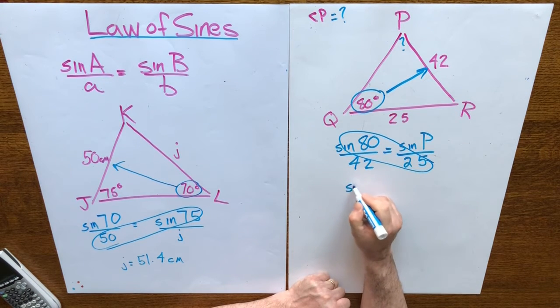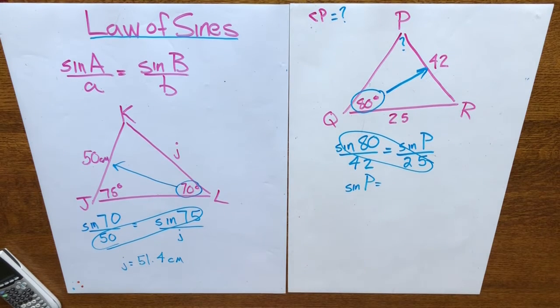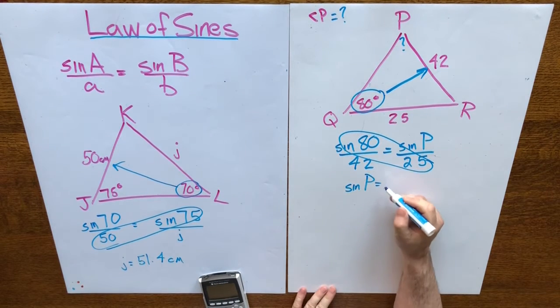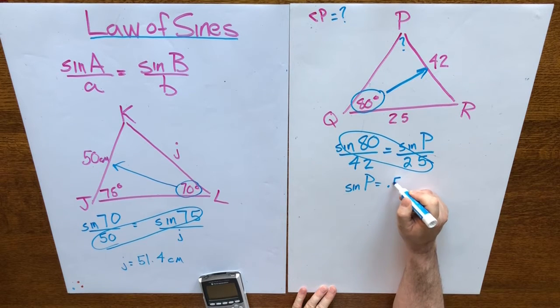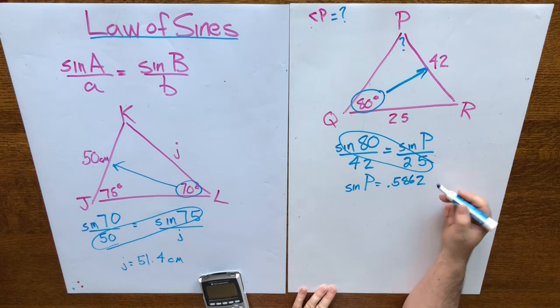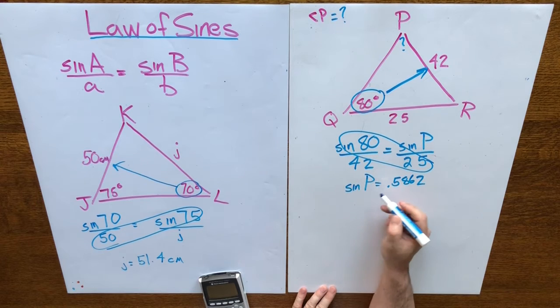But this time we don't get the final answer. We're only going to get sine P. So when you cross multiply those numbers, sine of 80 times 25 and then divide by 42, you get a decimal number, and we're going to write that down correct to 4 decimal places. So it's 0.5862 correct to 4 decimal places. So this is the sine of this. This isn't the size of the angle. This is the sine of the angle P.